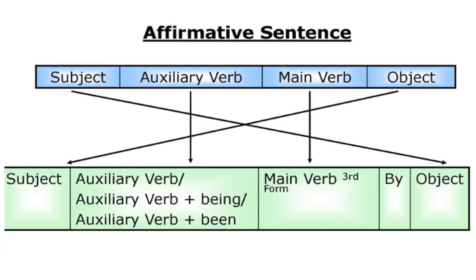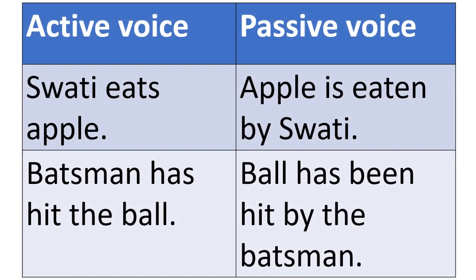Affirmative sentence. Subject is changed into object, object is changed into subject, auxiliary verb is changed accordingly, as I told you the rules of tenses as well. In place of main verb, there will be third form of main verb. For example, Swati eats apple. This is in active voice. It will be changed into apple is eaten by Swati. As I told you, when there is present indefinite tense, we use is, am, are. So apple is third person singular, for that we use is. Apple is eaten by Swati.